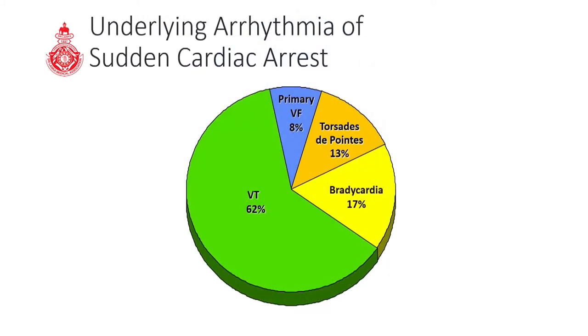If you look at the underlying arrhythmia mechanism that leads to sudden cardiac arrest, by far the biggest factor is the ventricular tachyarrhythmias, which subsequently degenerate into ventricular fibrillation, or there's an entity called primary ventricular fibrillation, or polymorphic ventricular tachycardia, and advanced bradycardias. Advanced degrees of heart block can also be the reason.